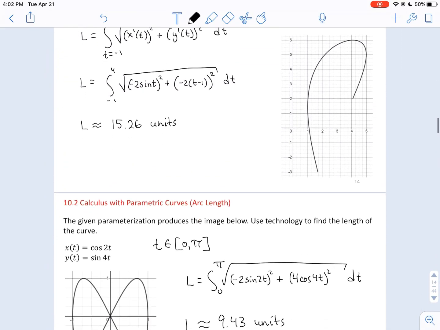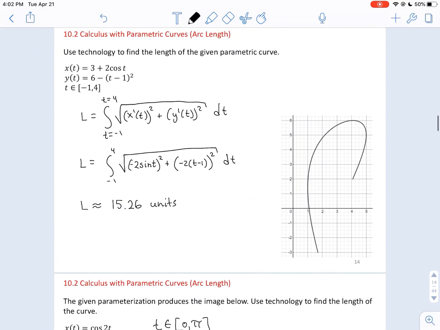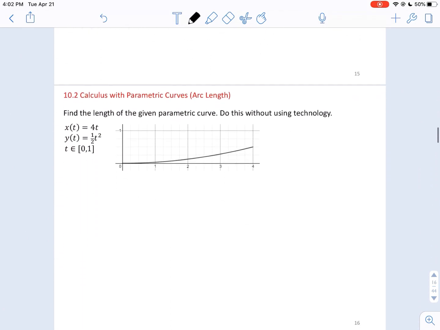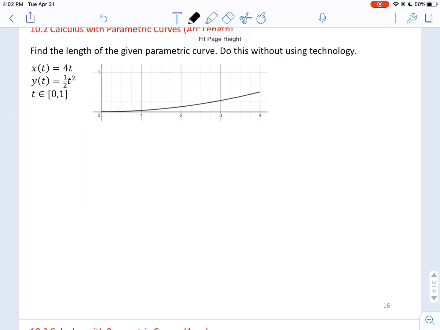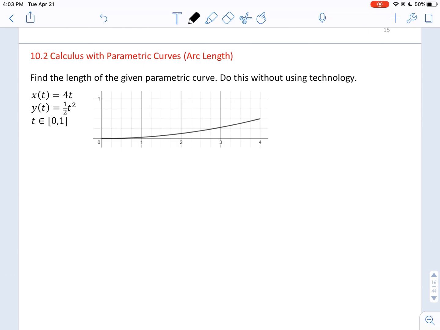All right, so this formula is really easy to use, especially when we're just using technology to do the integrals. But let's do one here that we can actually manage without technology. Here the time interval was given, and we have the x and y functions.